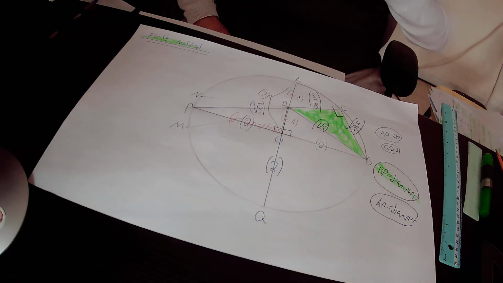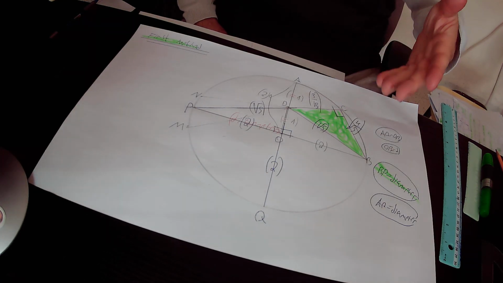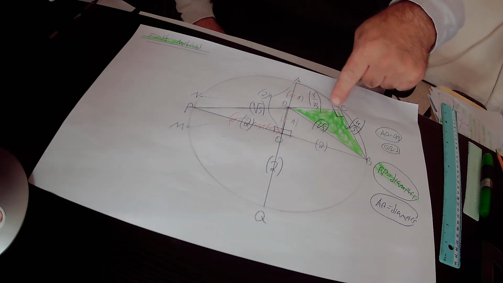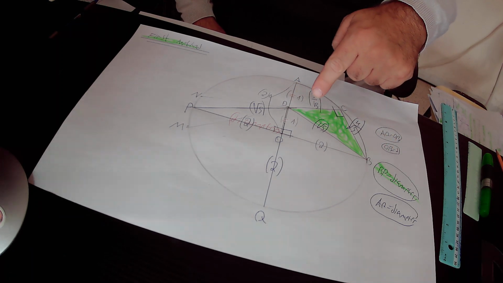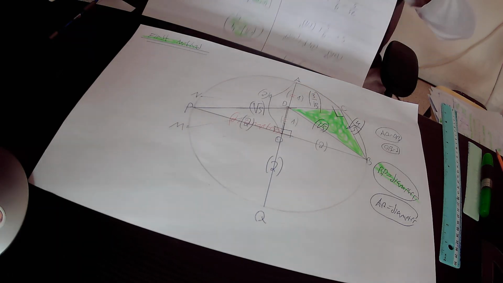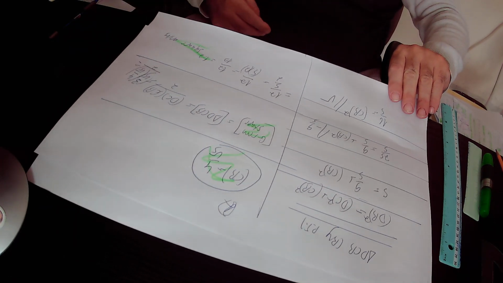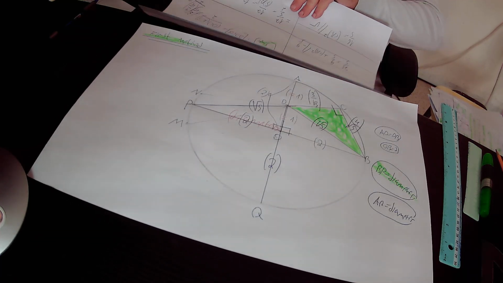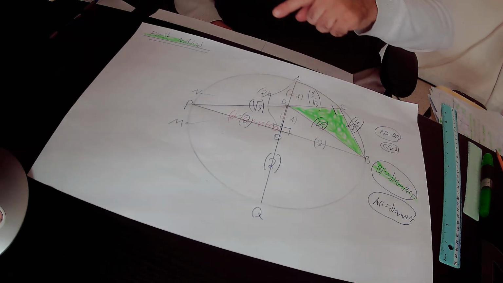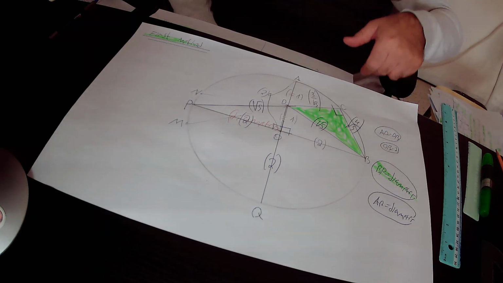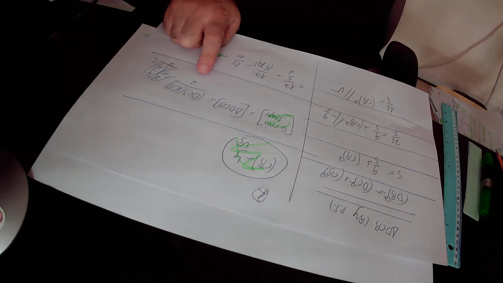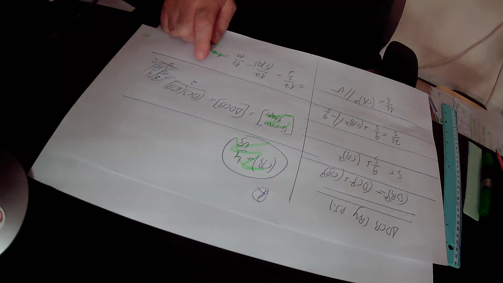Again, our task is to find the area of this green shape. The green shape is actually the green triangle DCB, so we have to find the area of this green triangle DCB. The area of this green triangle DCB equals the base DC times the height CB over 2.